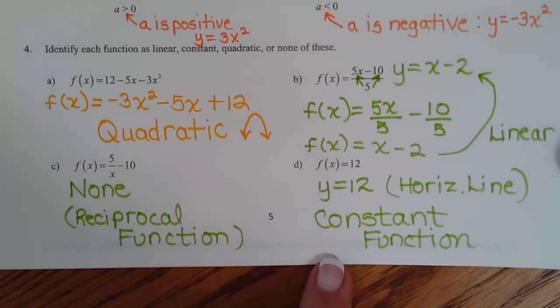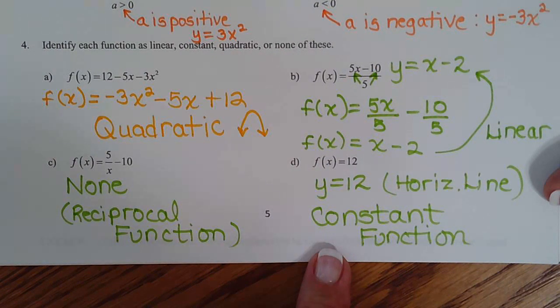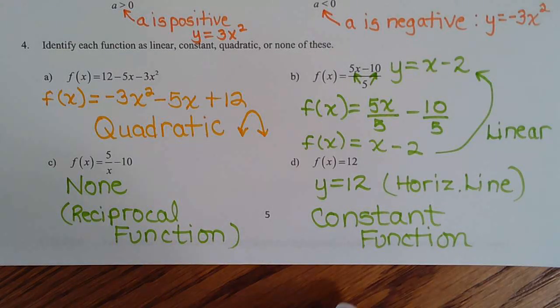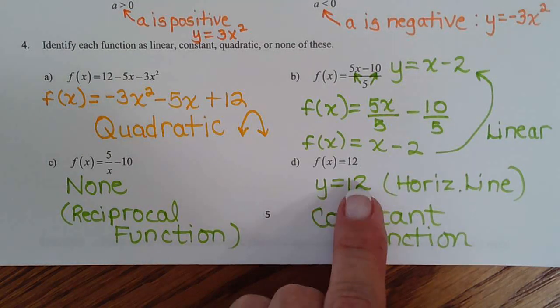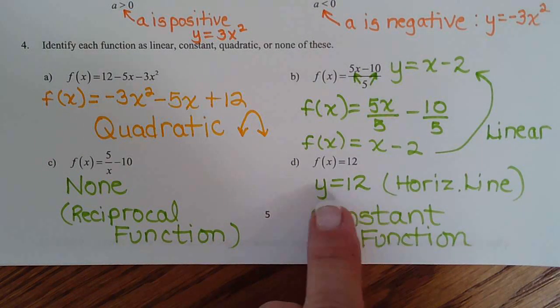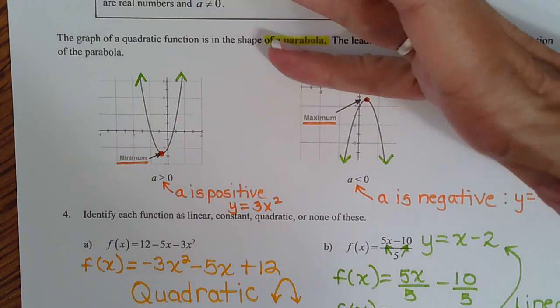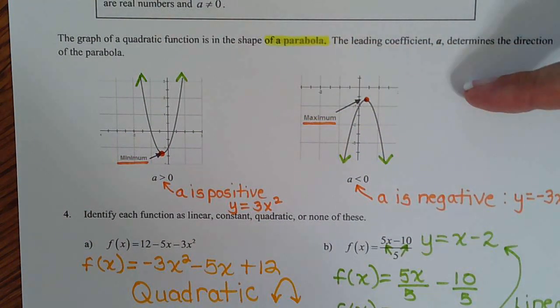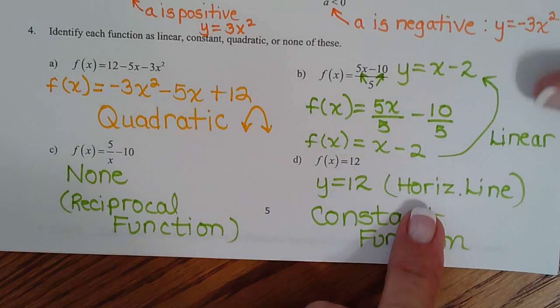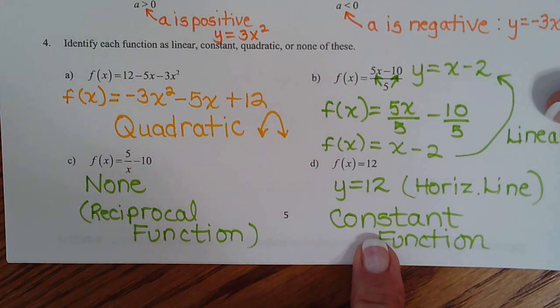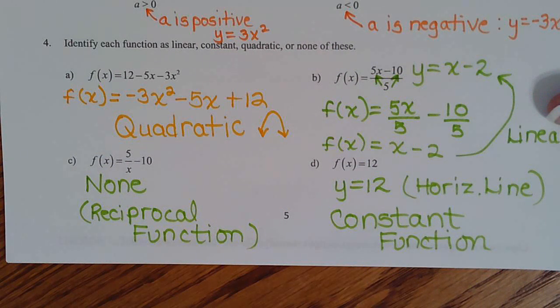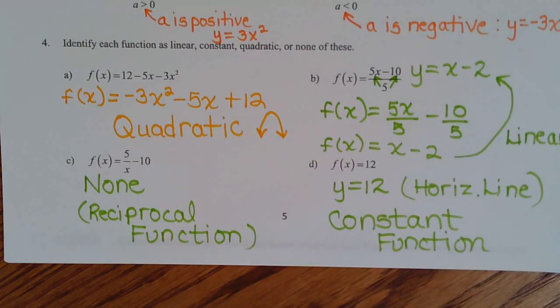Okay, I just want to make sure everyone got 4D down. I was writing as the video stopped. So f of x equals 12 is the same thing as y equals 12. When we only have a y, that means the graph only passes through the y-axis. And if it only passes through the y-axis, that means it is a horizontal line. And horizontal lines are called the constant function, which we learned on the last page.